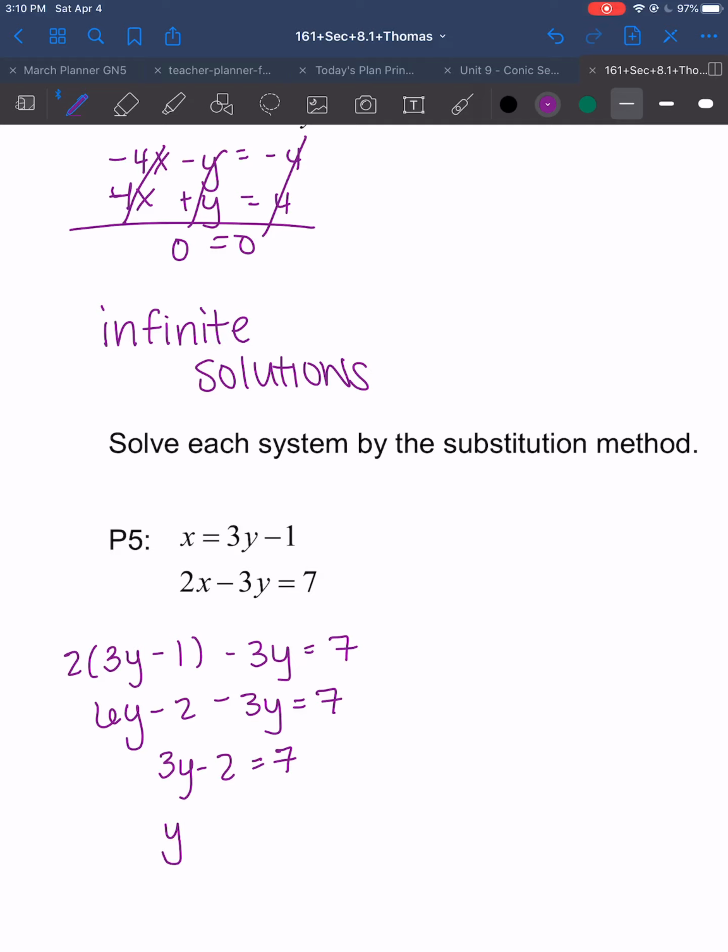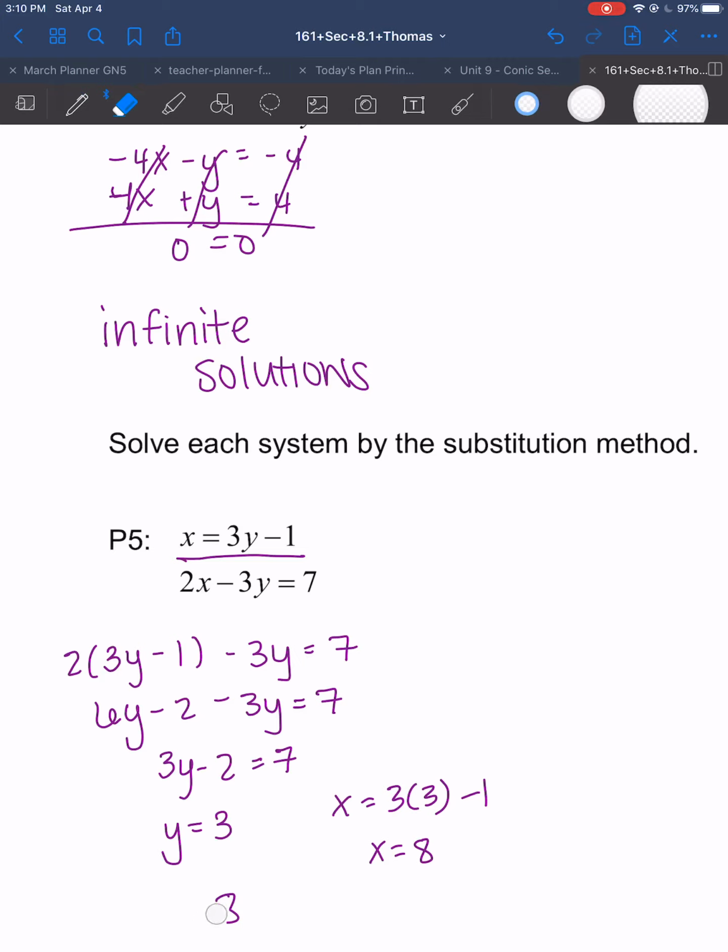So y is 3. So now that I have y, I'm going to plug that back into this equation here. So I'm going to have x equals 3 times 3 minus 1. So x equals 8. So my solution is 8, 3.